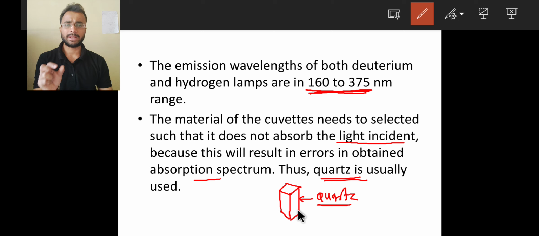This looks like a test tube, which is square in shape, but this is not made up of glass, this is made up of quartz, because glass will absorb some of the emissions, whereas quartz will not absorb any emission or any incident wavelength of light. And this will give a proper result.